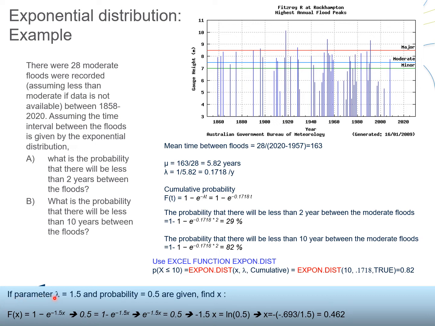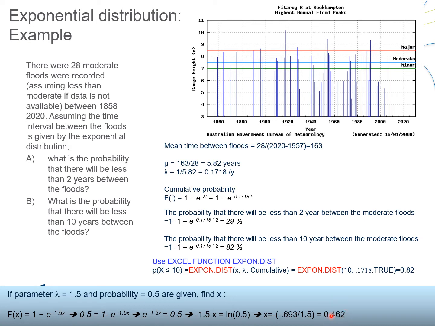If the parameter lambda is 1.5, a different lambda, and the probability is 0.5, find x. So what is x? That is the other way around of this question. You know lambda, you know the probability, but what is the x value we are trying to find out? We have F(x) equals 1 minus e to the power minus lambda x, and you can solve that for x.